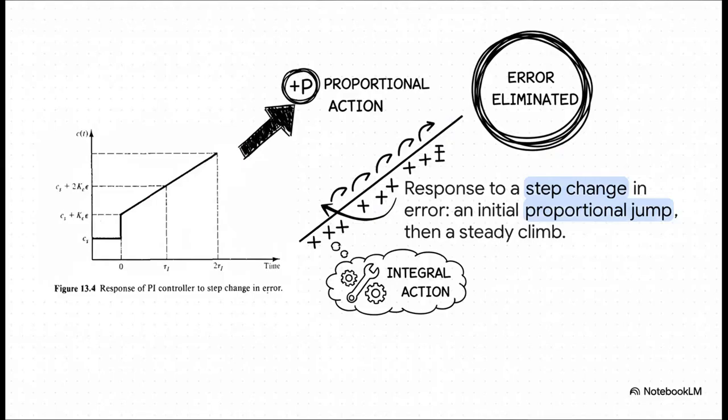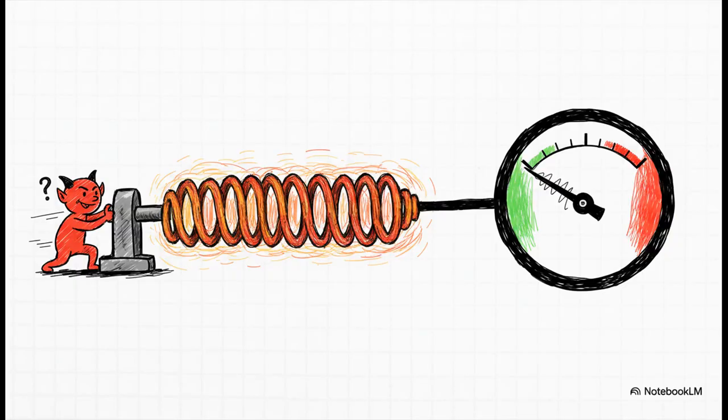Check out what happens here. When an error pops up at time 0, the controller immediately makes that proportional jump in its output. But then, as long as that error sticks around, the controller's output just keeps climbing, steadily and steadily. That's the integral action at work, trying to eliminate even the most stubborn, lingering errors. But that powerful memory? It can also be a pretty big weakness.